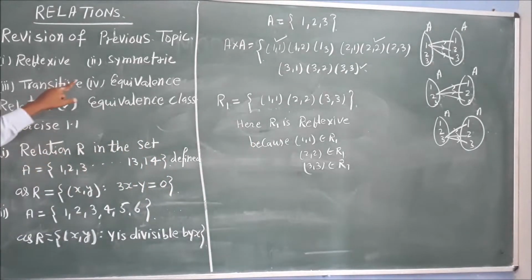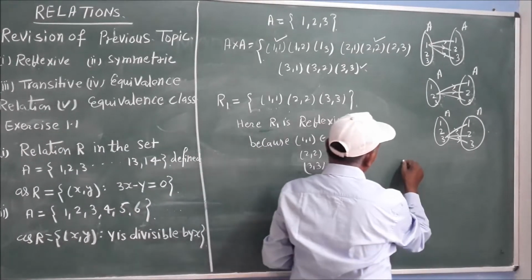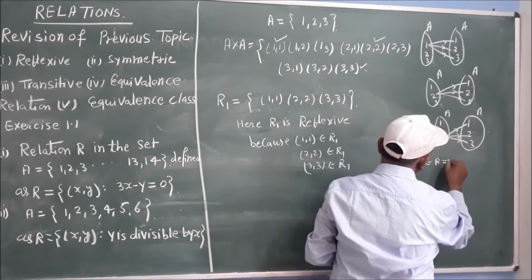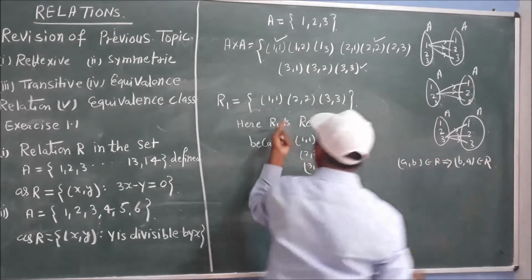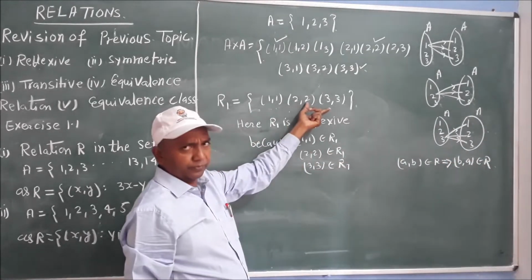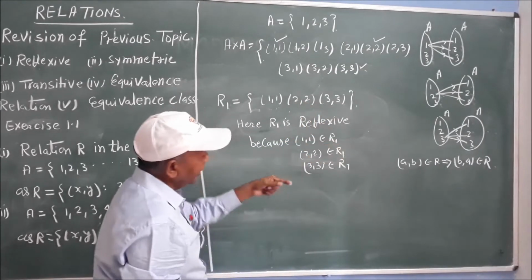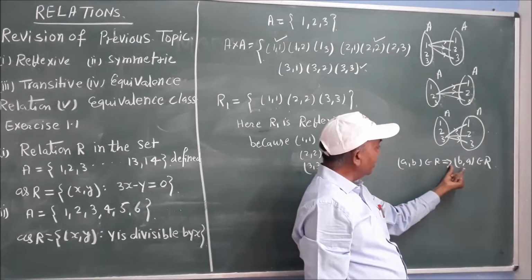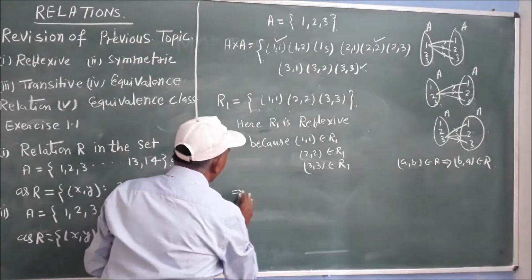Then check whether it is symmetric or transitive or not. So for symmetry, the property of symmetry is: if (a,b) belongs to R, this implies (b,a) must belong to R. But here in this set R1 it is not given. (a,b) is not given, so we need to check it. If this holds, then we have to check. If it is not given, then we.